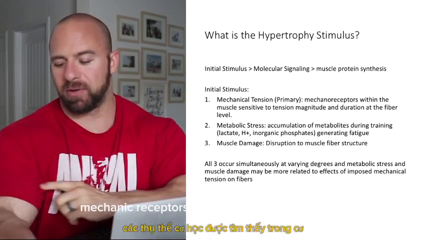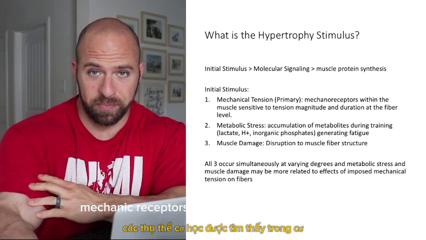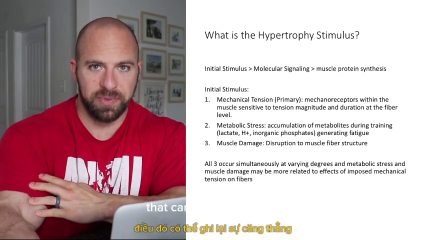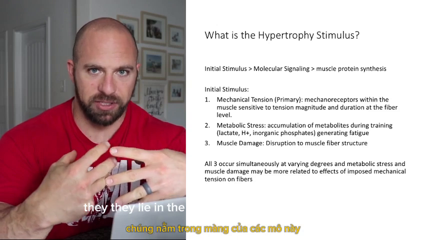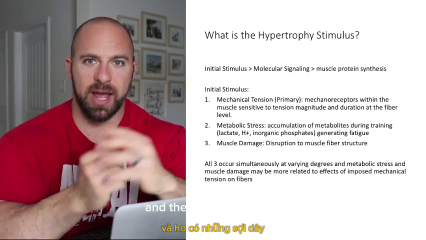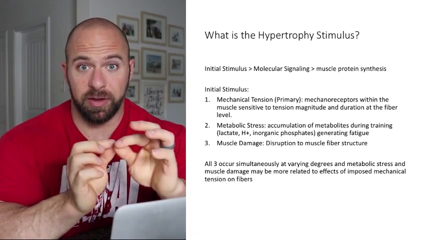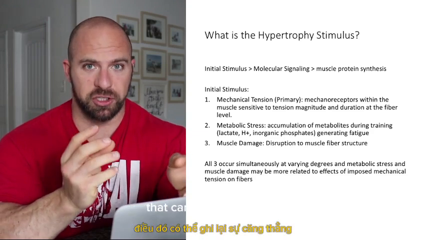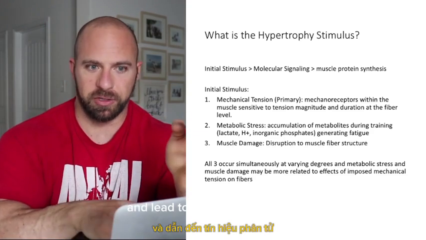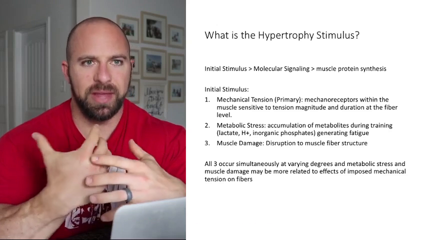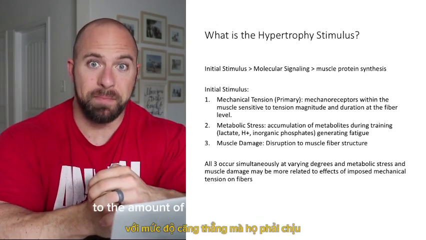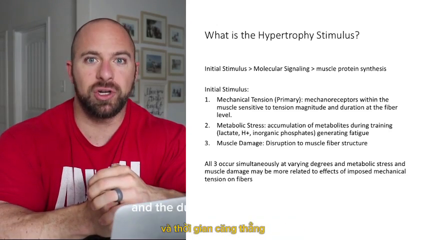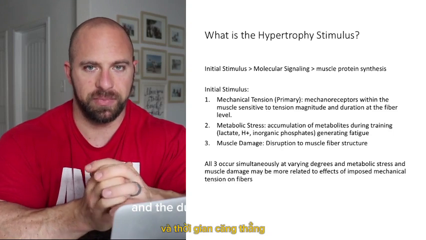So we have mechanoreceptors that are found in the muscle that can register tension. They lie in the membranes of these tissues, and they have strands of passive tension that go through them that can register tension and lead to molecular signaling. And they're sensitive to the amount of tension they're exposed to and the duration of tension.